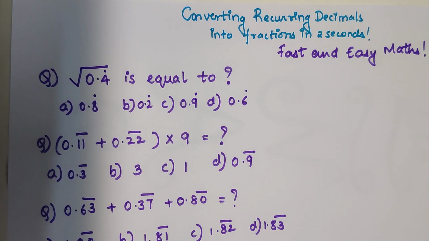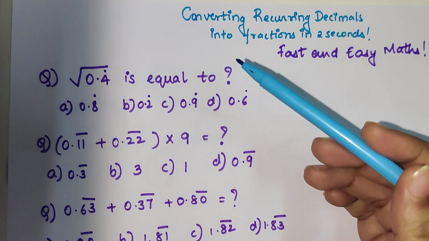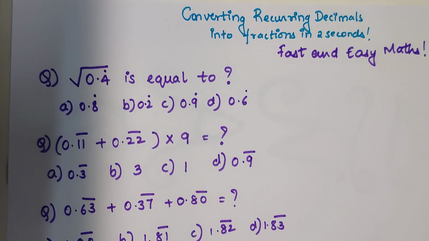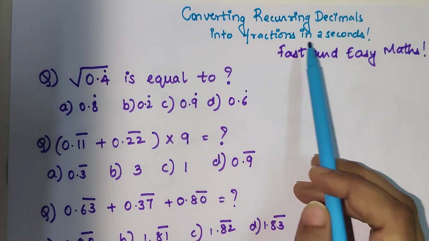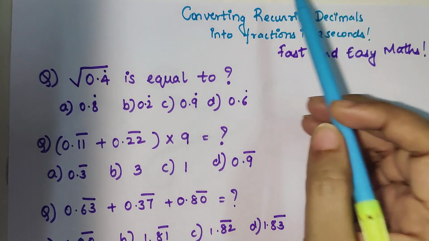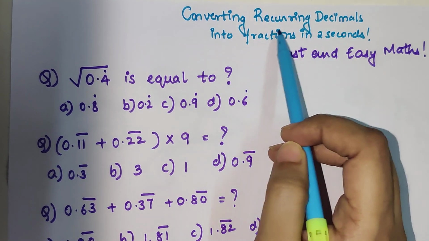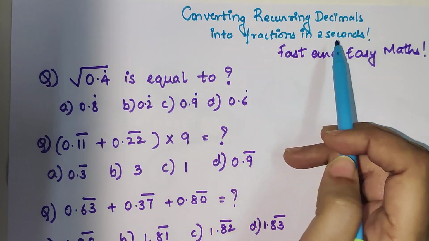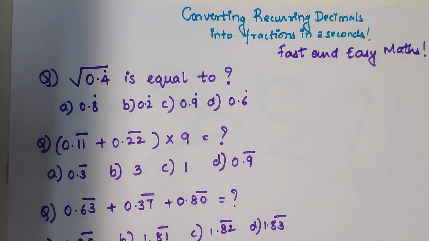So students, today I am going to show you a trick with which you can solve all of these questions which were asked in entrances like CAT, SAT, GMAT, Bank PO, all of that. And trust me, you can actually solve all of these questions in less than 5 seconds, by using a trick with which you can convert any recurring decimals into fractions in 2 seconds. In fact, the trick which I'm going to show you, you're not even going to take 2 seconds for that.